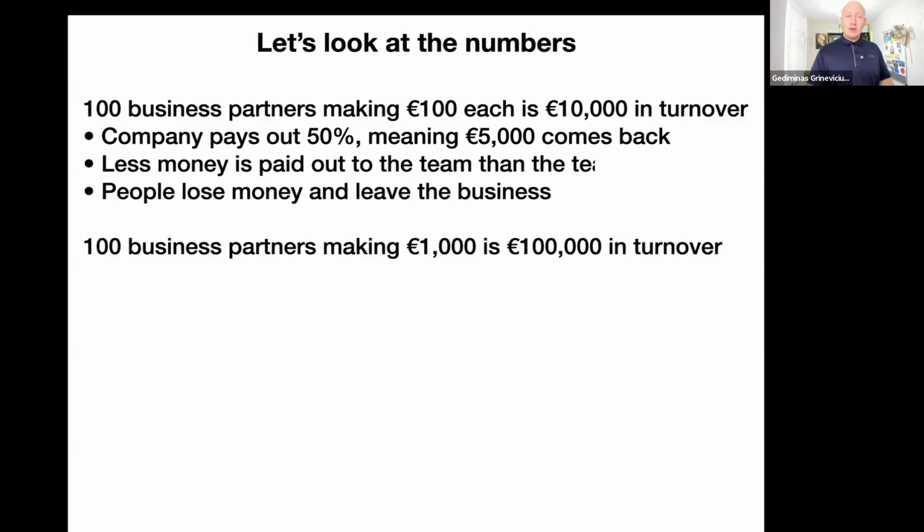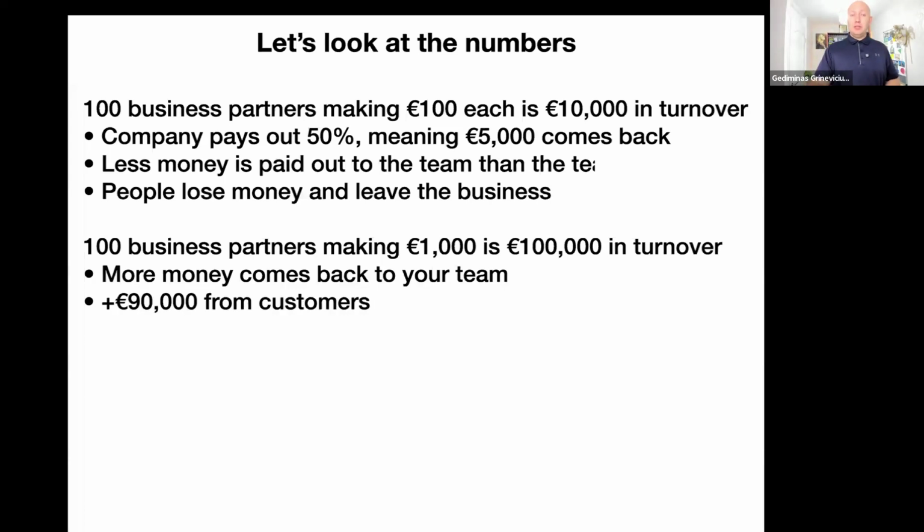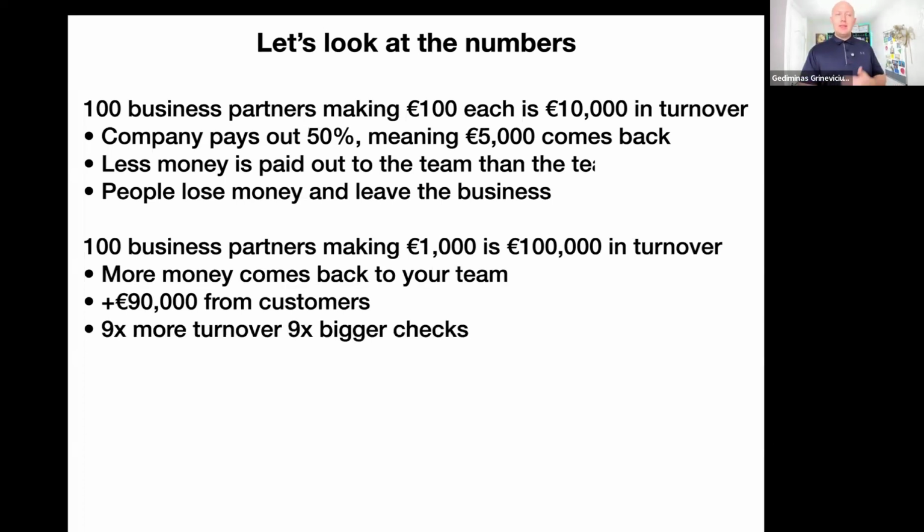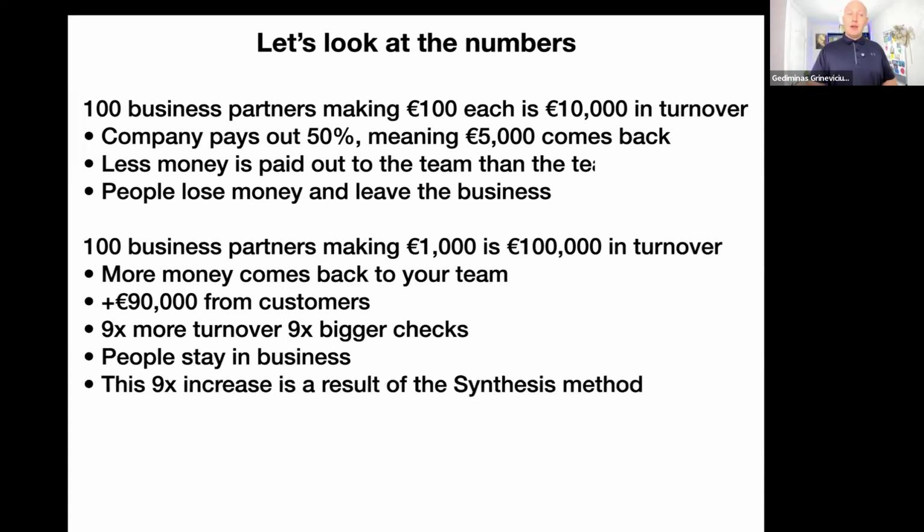Now look at another scenario. Imagine you have the same 100 business partners, but now they're making 1,000 turnover a month, which is 100,000 turnover a month for your team. Now that means more money comes back to your team. Actually, 90,000 more money comes back. And that 90,000 is from the customers, not from the team's personal consumption. 9 times more turnover, 9 times bigger checks. People stay in business now because they are making profit. They're not spending more money than they are earning.